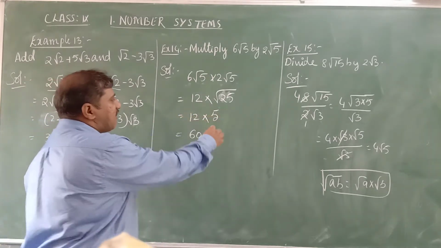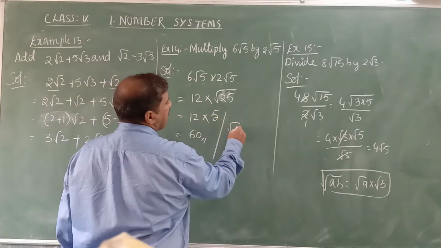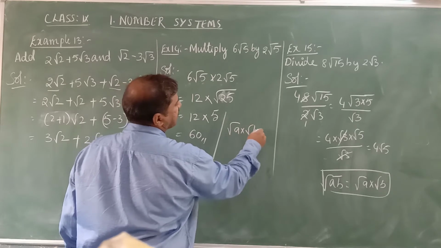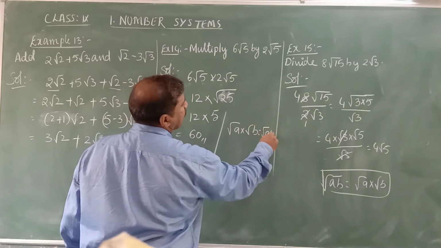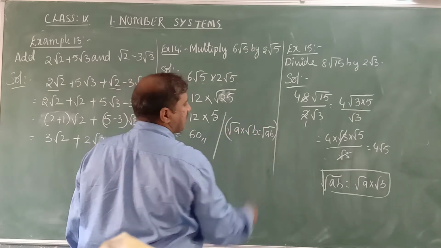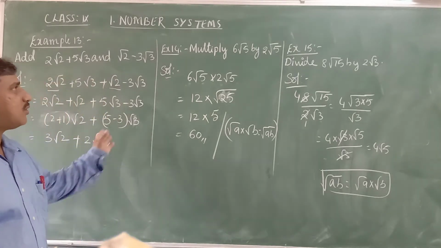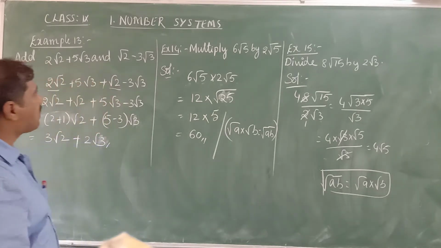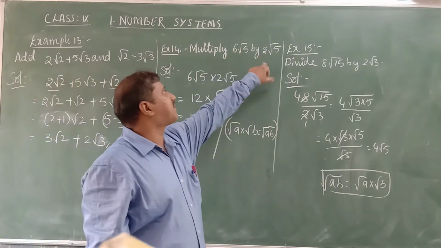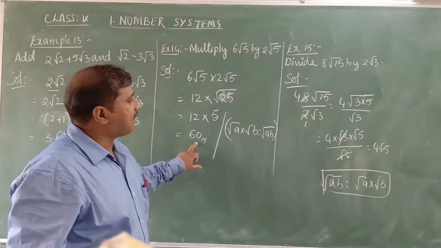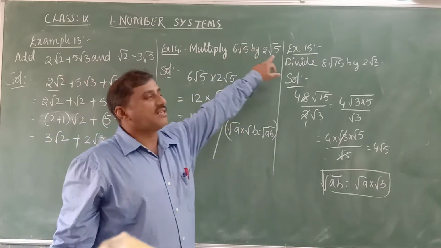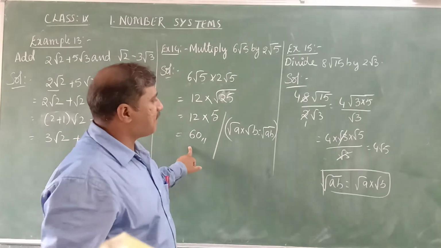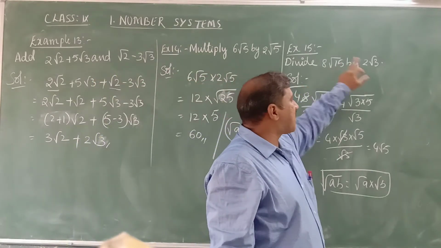Here what identity did we use? Root a into root b is equal to the square root of a into b, that is ab. So this identity also we use to simplify this. Here we multiplied two irrational numbers and got a rational number. And here we divided two irrational numbers and got one irrational number.